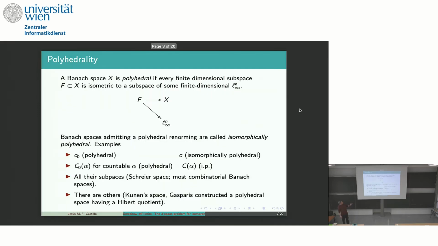Let's think about the three-space problem for the property of being polyhedral, or better, isomorphically polyhedral. A Banach space is polyhedral when every finite dimensional subspace, or a subspace of dimension 2 is enough, is isometric to a subspace of some L-infinity space. Or if you prefer, the unit ball is a polyhedron, a convex hull of a finite number of points. This L-infinity n is not necessarily a subspace of X, it's something which is outside. This property is isometric.